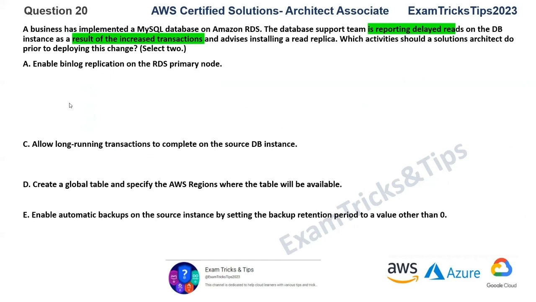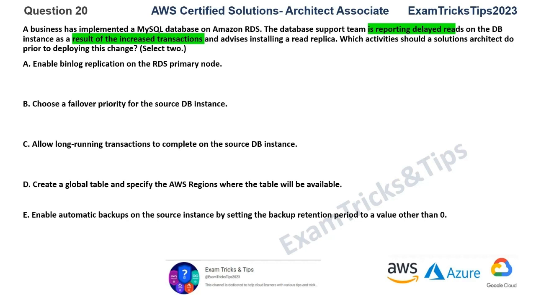What is the situation here? We have a MySQL database on Amazon RDS, and what we are seeing is there are delays in read transactions on the database because there is an overall increase in the transactions. Now they have already decided to go for a read replica, so we're not solving a problem of what we should do. That's already being chosen. Read replica will be selected, but the question here is, before you actually implement the read replica, what all things one should do?